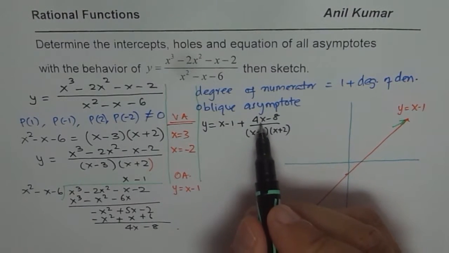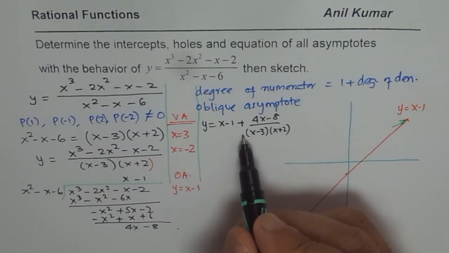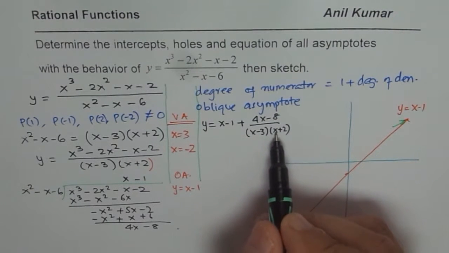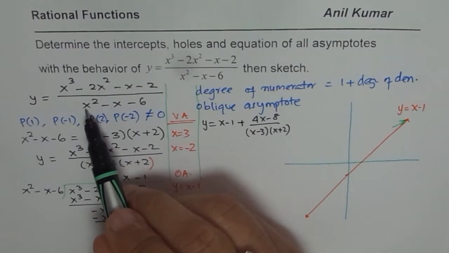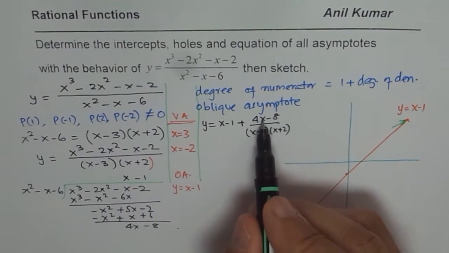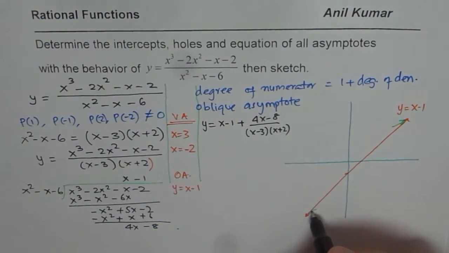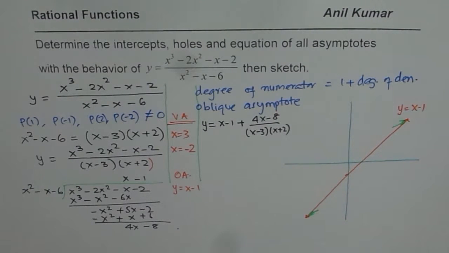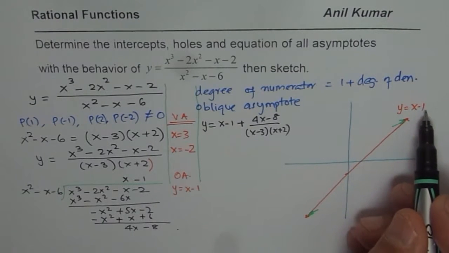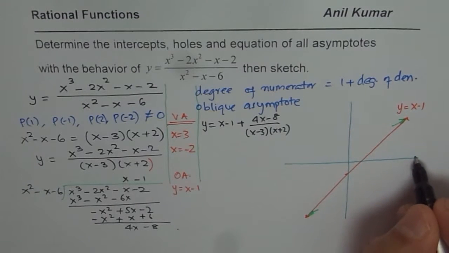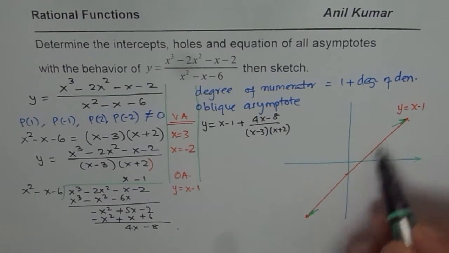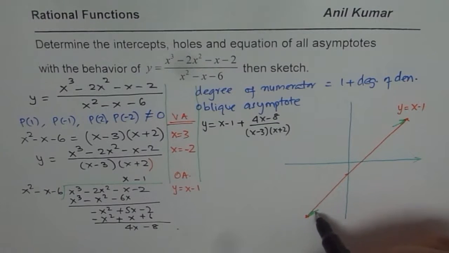However, if x is negatively large, the x squared part will always be positive, so for a very large negative value this part is positive. However, the negative will make this negative, so that means lower than x minus 1. So we are approaching from this side. Now we have understood the end behavior at positive and negative infinity. It is approaching the line x minus 1. As x approaches positive infinity, it approaches the line from above, and when x approaches negative infinity, it approaches from the lower side.